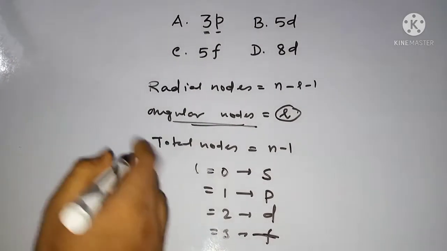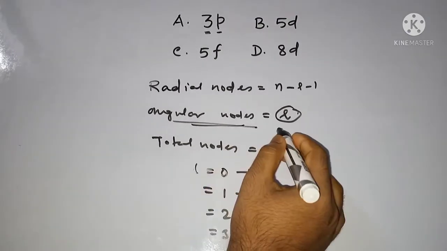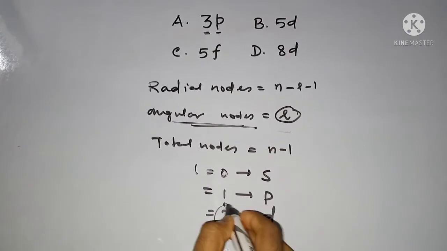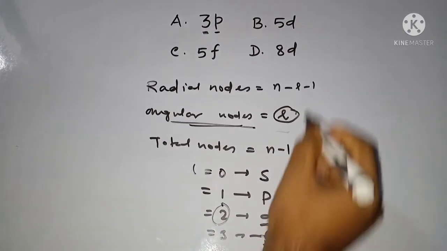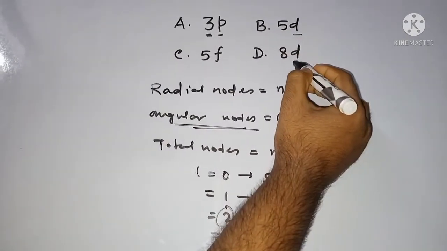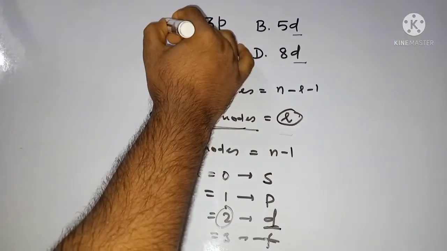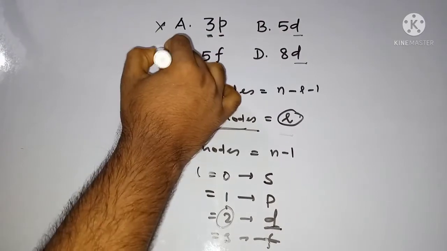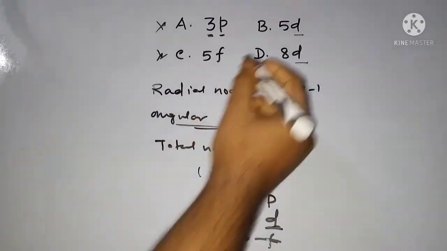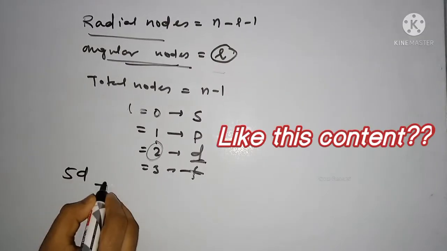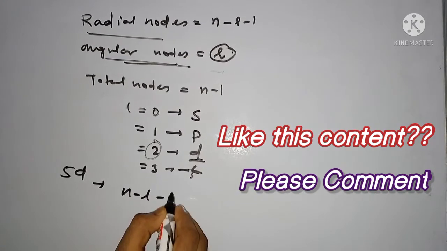Now in this case there are two angular nodes, so l equals 2, which indicates the d orbital. So this is the 5d and 8d options, and option A and option C are not correct, so check options B and D. In case of 5d, for radial nodes check the n minus l minus 1 value.